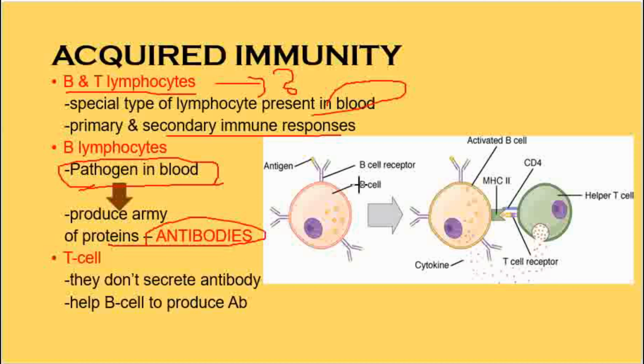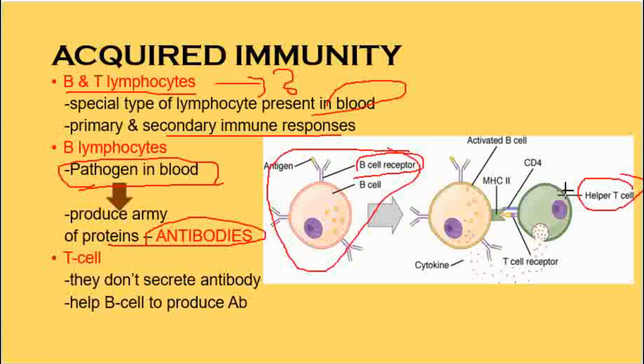So you can see the structure of a B cell, B lymphocyte here. The B cell has a B cell receptor present in the outer layer of the cell. When it encounters an antigen, the binding of the antigen to this B cell activates the helper T cell. This event is known as antigen presentation. Actually, let's not go deep into this. You just remember that these B and T lymphocytes are the immune cells, they are present in blood, and they give us the primary and secondary immune response.